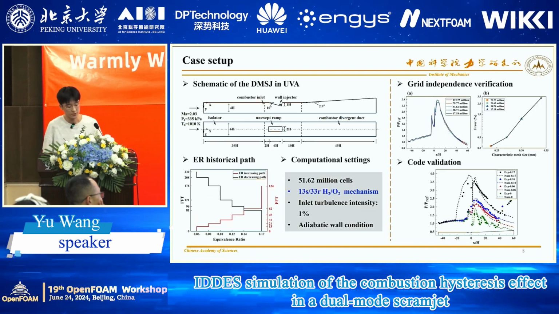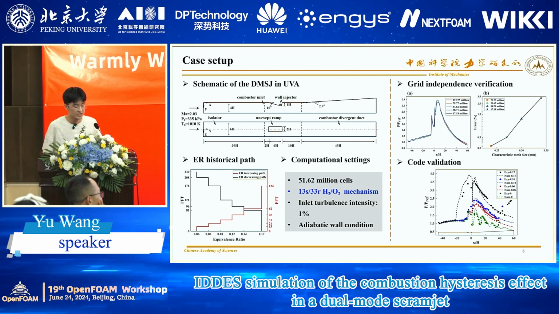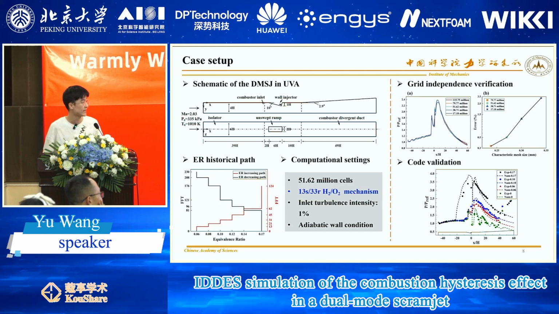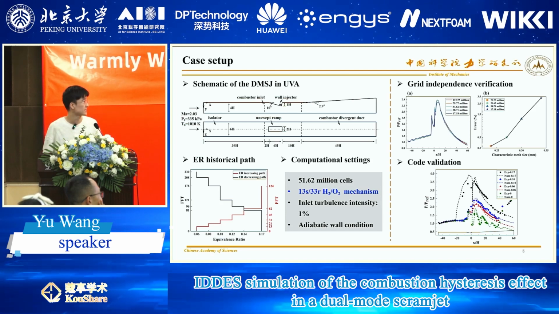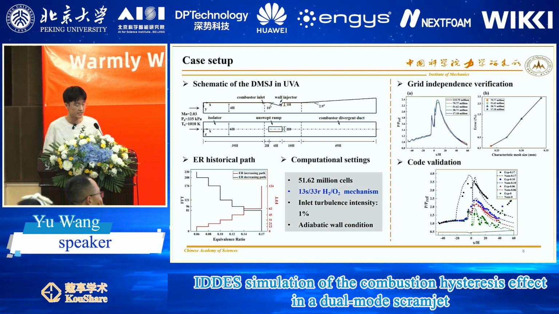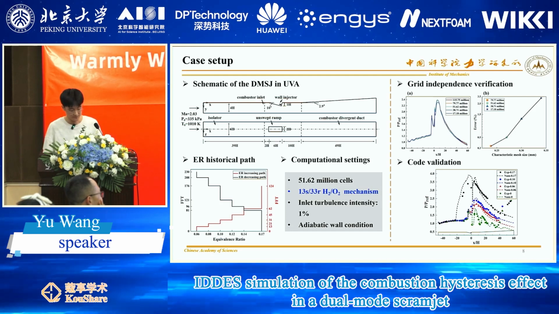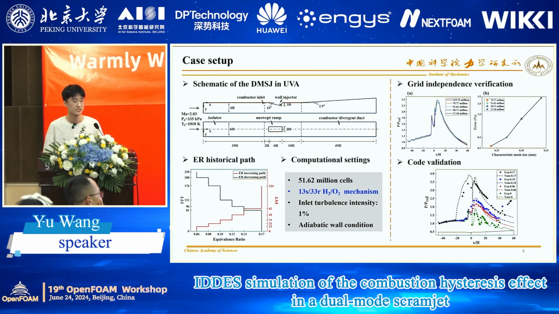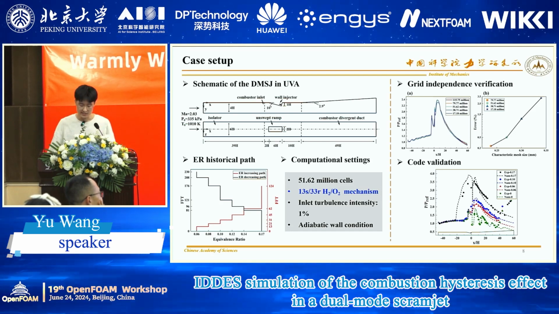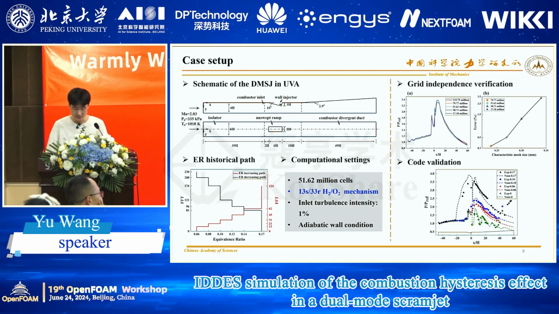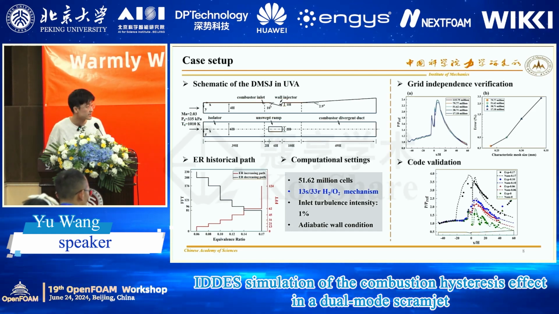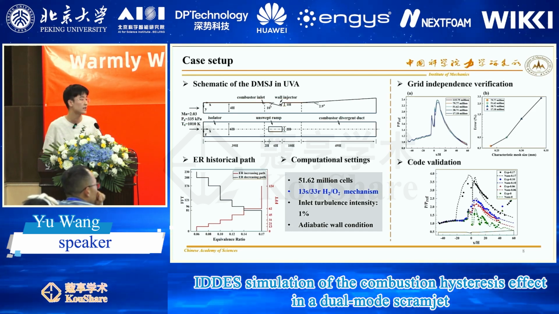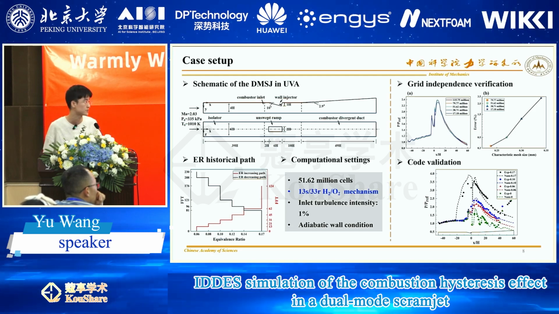Okay, then the third part, case setup. The DMSJ at the University of Virginia is chosen here. The geometry is simple and classic. It includes an isolator, a combustor constant-area duct, followed by a divergent duct. An unswept ramp is chosen as the flame holder, and the fuel is injected on the ramp base. In this study, we set 6 fuel conditions corresponding to the 6 ER values in this graph from 0.06 to 0.17, and the ER increasing and decreasing path is based on these 6 values.